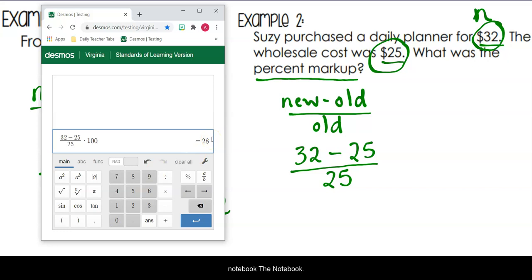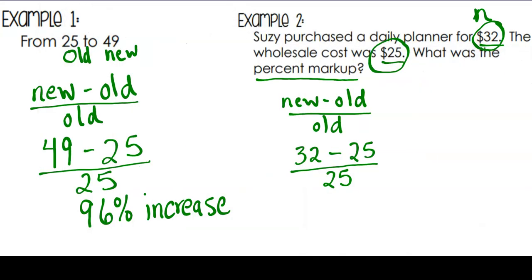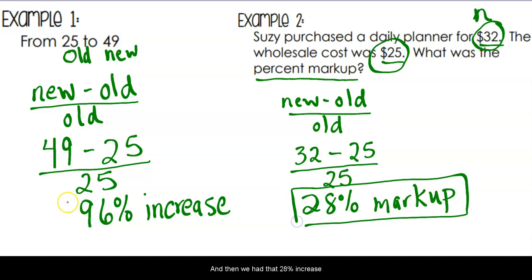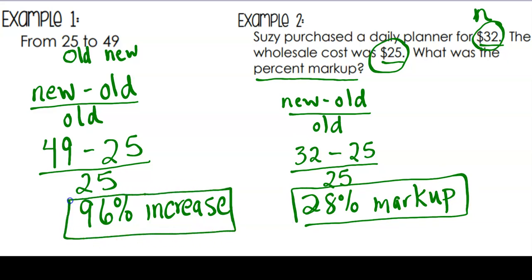So what that means is the notebook had a 28% markup from the original price or the wholesale cost to the amount that Susie spent for the planner. So this is going to be a 28% markup. And then we had that 96% increase over here.